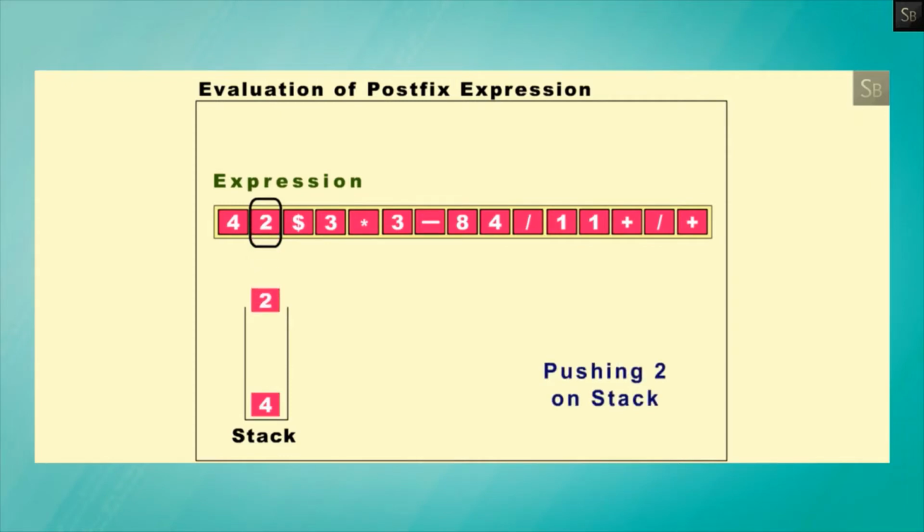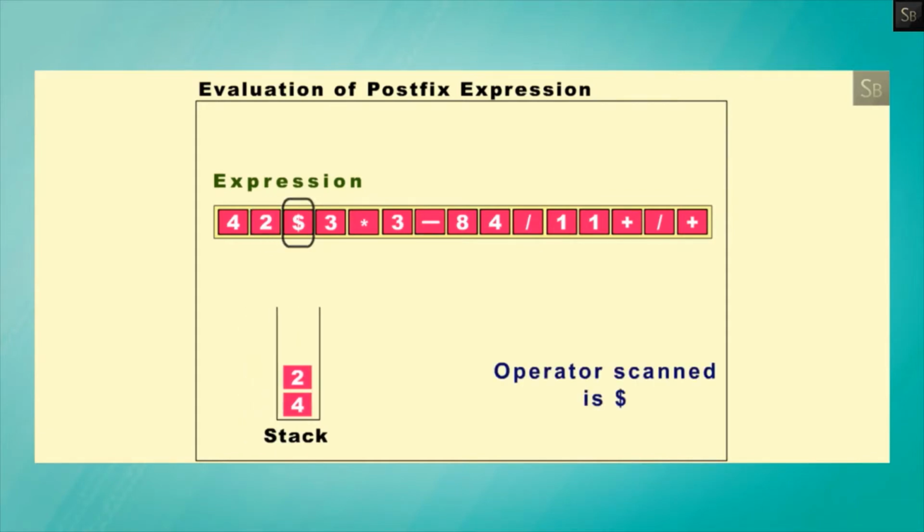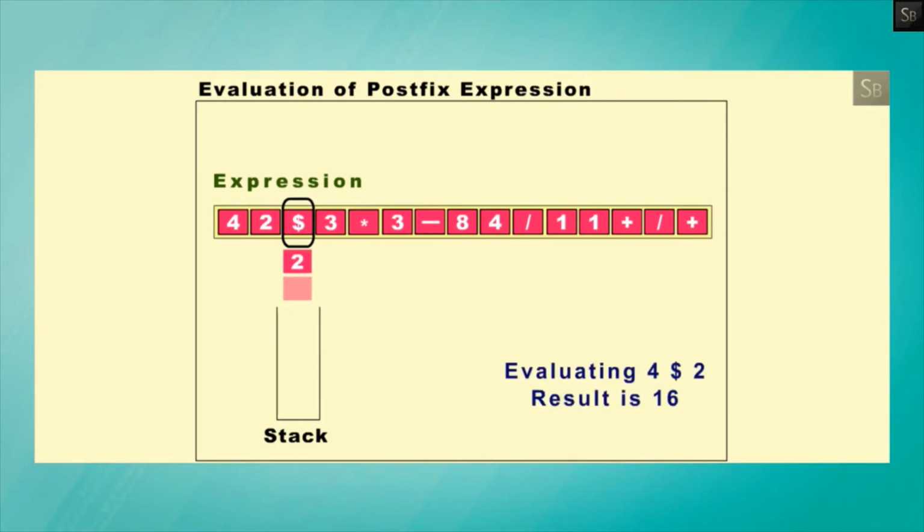The third input character is $, which is an operator. Once we get the operator in the input string, we are going to pop the recently pushed 2 symbols on the top of the stack and do the specified operation. Here we perform 4 to the power of 2, which is 16, and again 16 is pushed onto the stack.